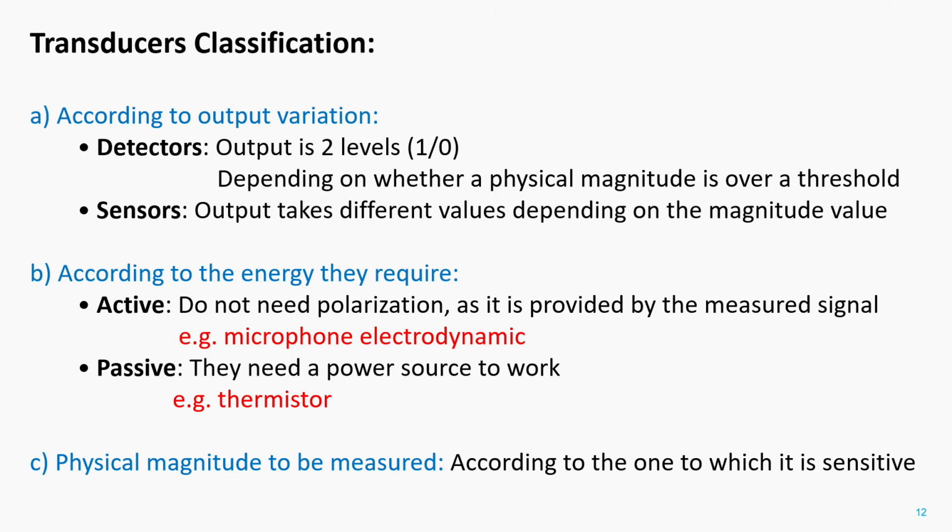On the other hand, according to the energy they require to work, we can also find active or passive transducers. Active ones will be those that do not need polarization, as they get power from the signal they want to measure, for example, a microphone. On the other hand, passive transducers are those that need a power source to work, like a thermistor. Finally, as mentioned before, transducers are always named according to the physical magnitude they measure. Like that, we can talk about thermal transducers, mechanical transducers, and some others.